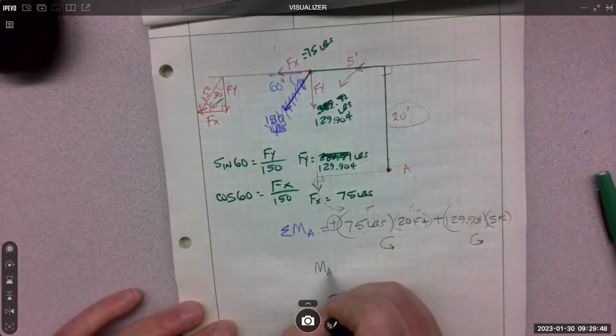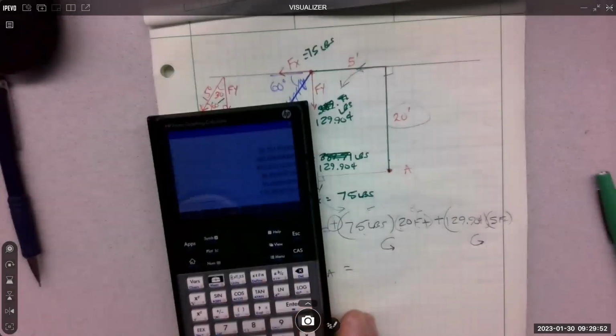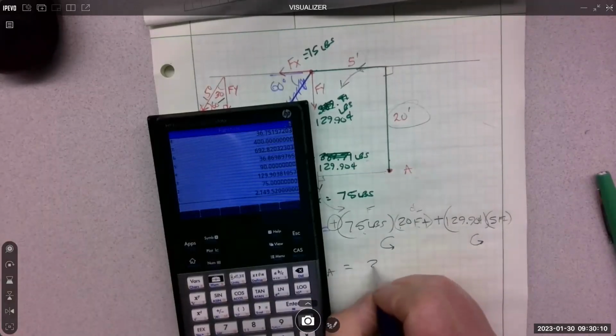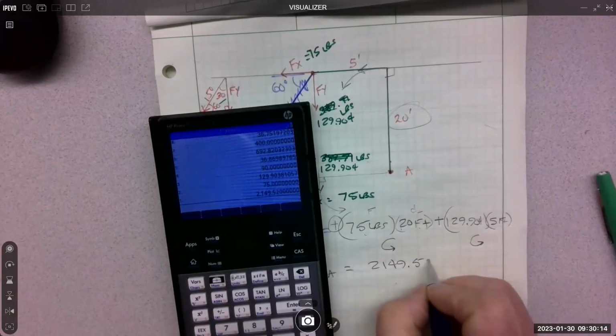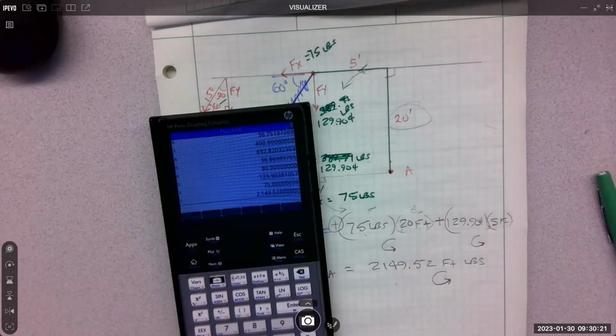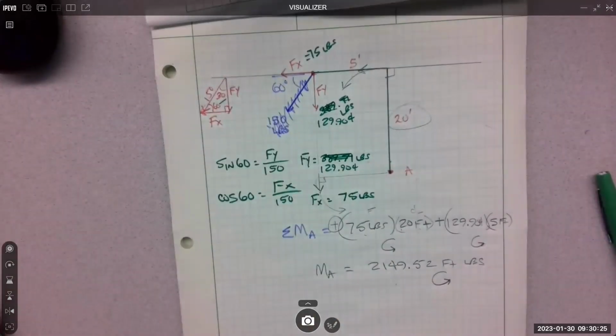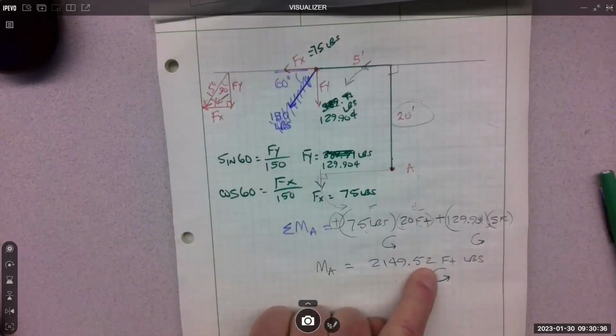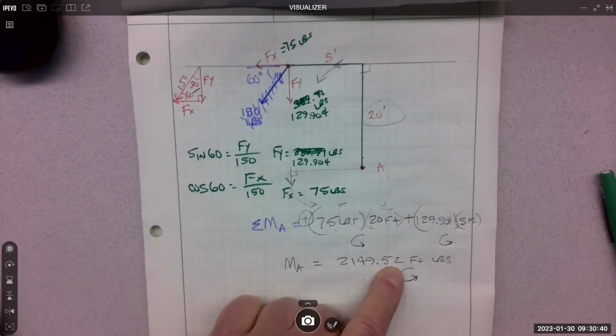Our work is done. Moment at A equals. Not quite done. We got to go 75 and 20 and then 129.904 and 5 and we add. My moment: 2149.52 foot pounds, rotation counterclockwise. What was it in the last problem, the way we did it? 2149.51. 2149.52. That must be rounding. Otherwise, it would be spot on exactly the same.